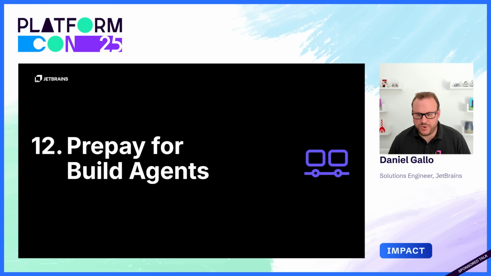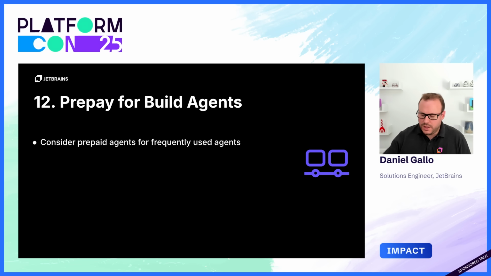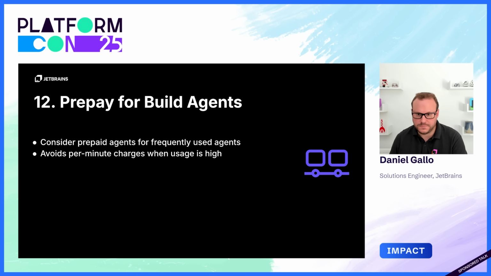Number 12 is prepaying for build agents. So if you are always running builds on per minute agents, where you pay for every single minute a build is running, some cloud CI solutions might allow you to prepay for a certain number of agents or unlimited builds on different types of agents, and that can reduce the equivalent per minute cost because you're just paying a flat monthly rate.